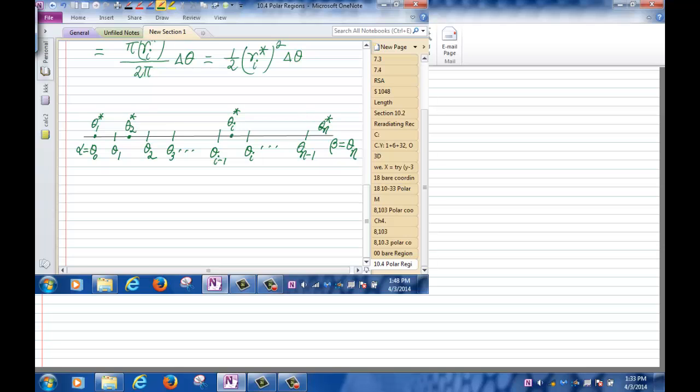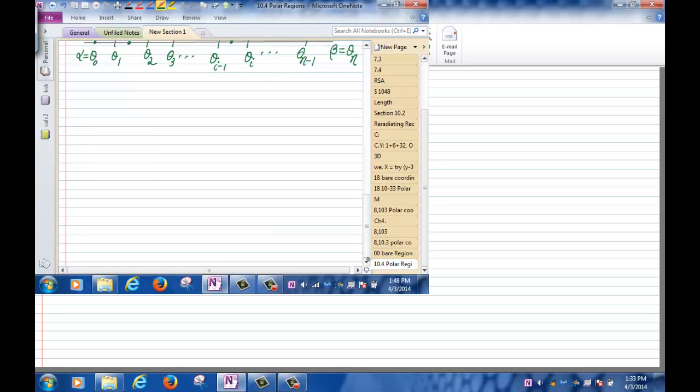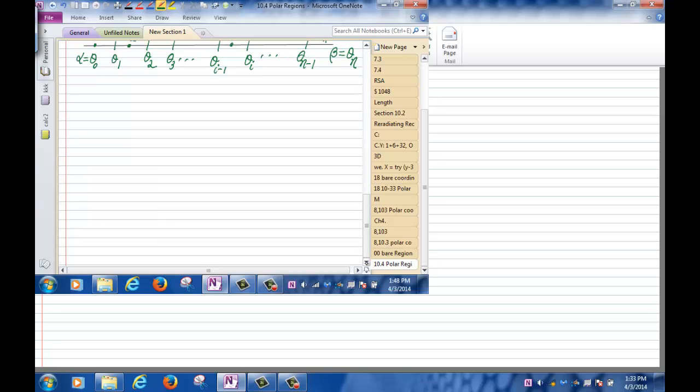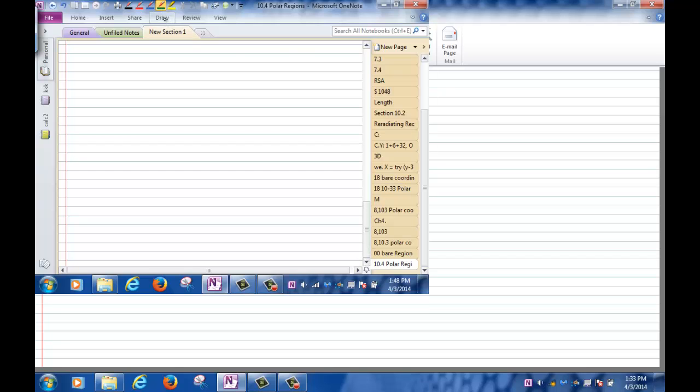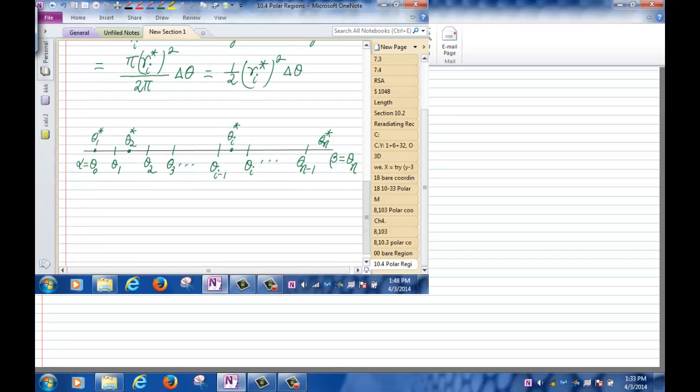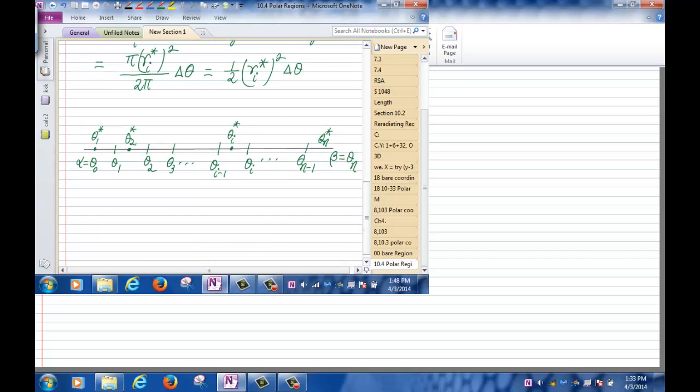Now let's look at the polar region again. Let me make another polar region here. Let me know when you're done writing it down. If you have questions, just raise your hand, and I'll try to explain again.